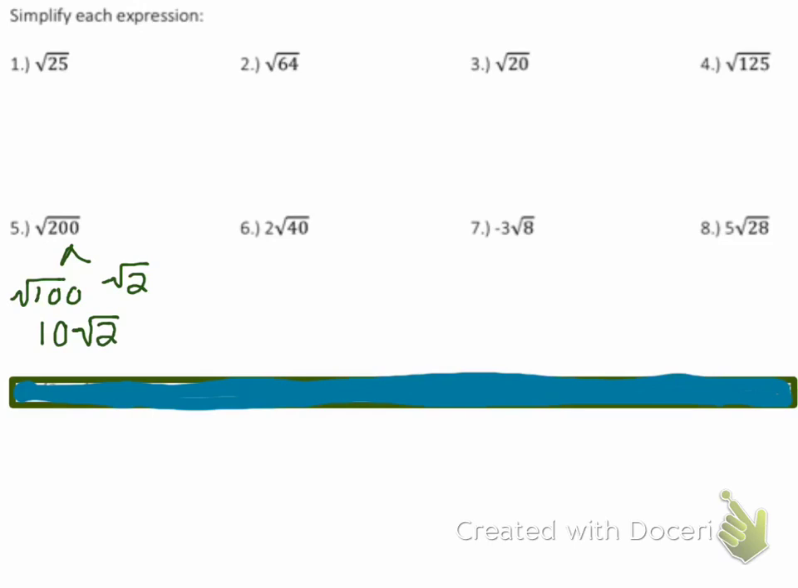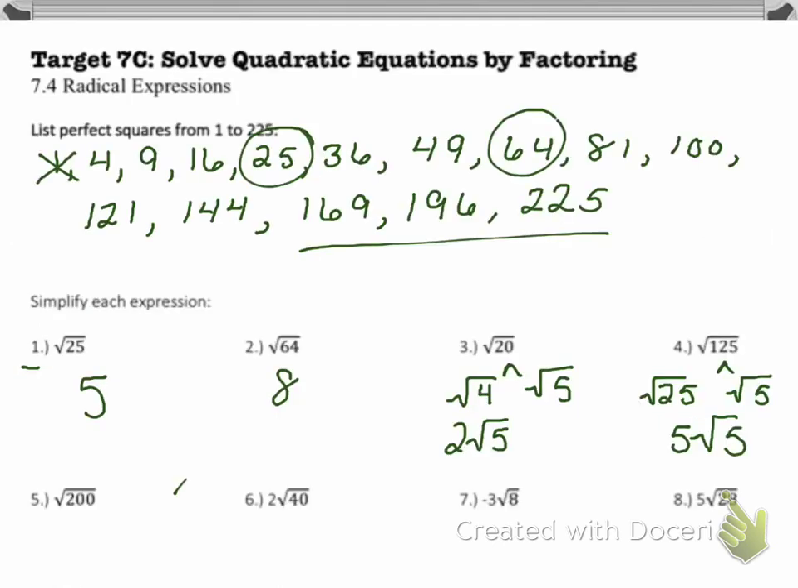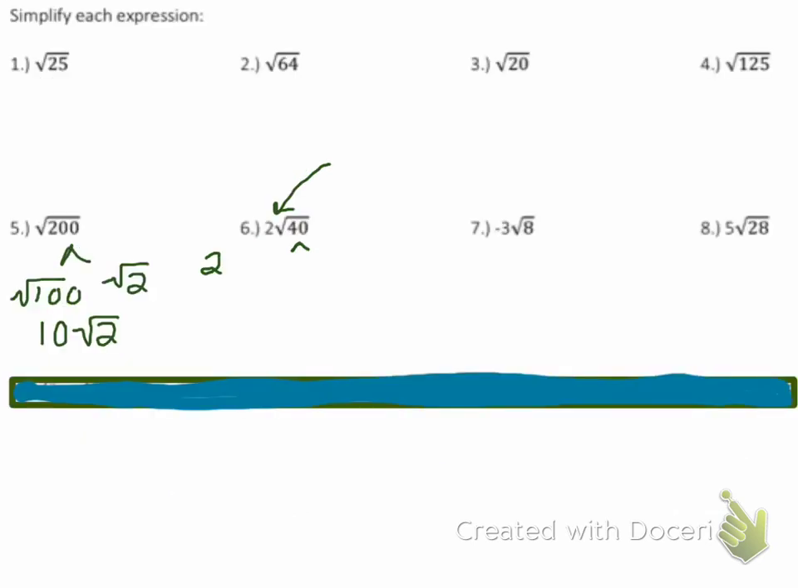Now in number 6, I have something a little different because I've got, you can almost say, a leading coefficient there with that 2. So I'll just put that 2 off to the side, and let's break down that 40. The highest perfect square that goes into 40, I'm looking at my list, 4 goes into 40 and nothing else. So I'm going to say root 4 and root 10.